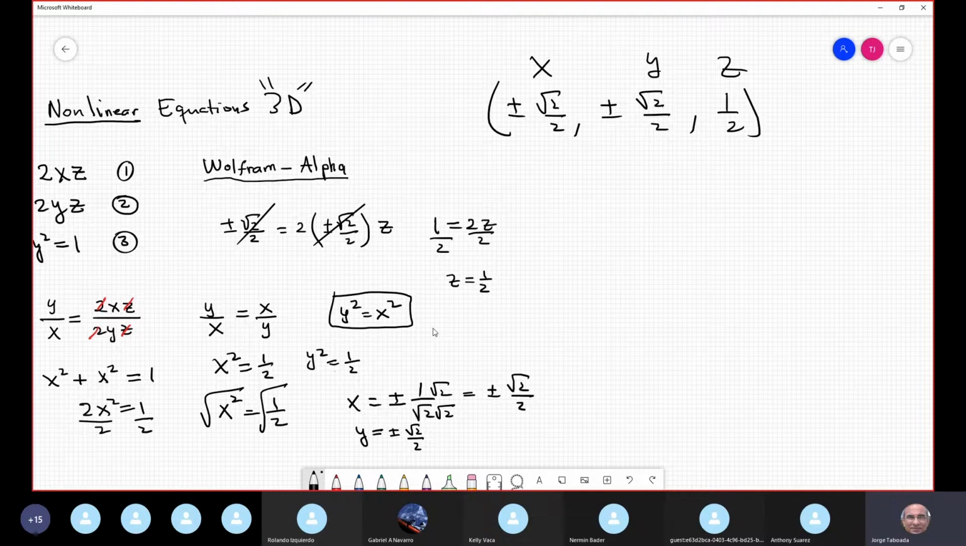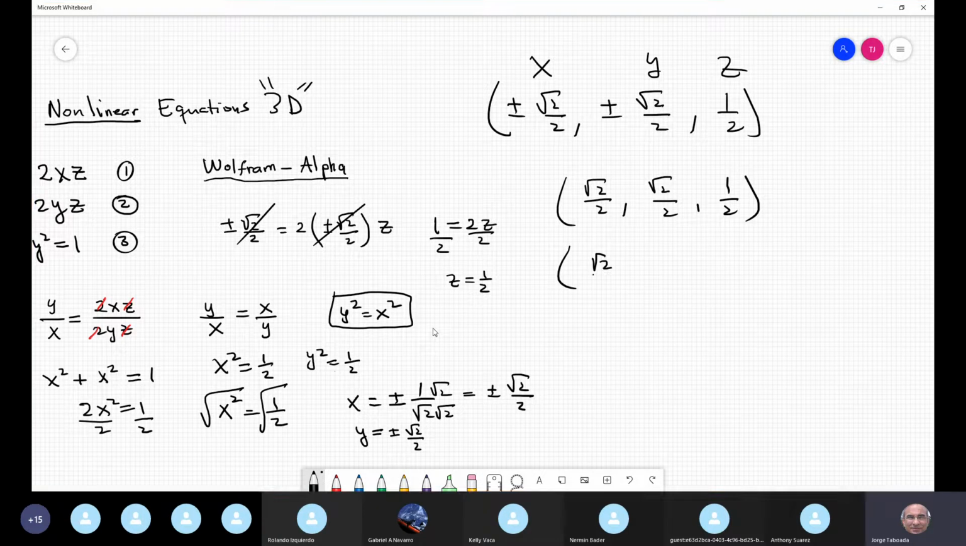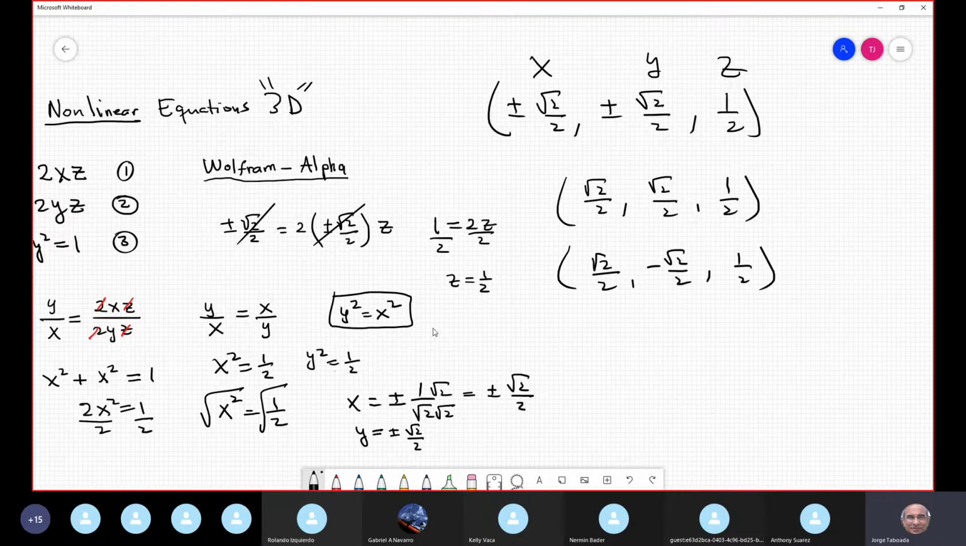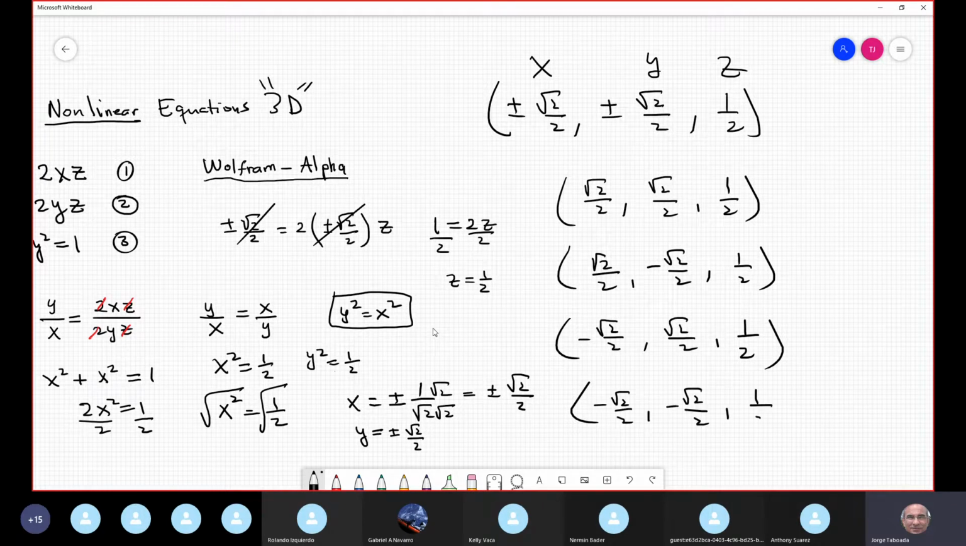Actually, we have 4 combinations. Radical 2 over 2, comma, radical 2 over 2, comma, 1/2. Another combination is radical 2 over 2, comma, minus radical 2 over 2, comma, 1/2. Next combination is minus radical 2 over 2, comma, radical 2 over 2, comma, 1/2. And the last combination is minus radical 2 over 2, comma, minus radical 2 over 2, comma, 1/2.